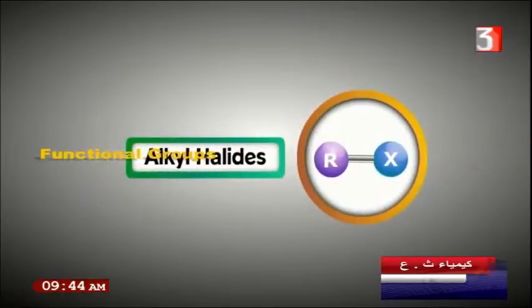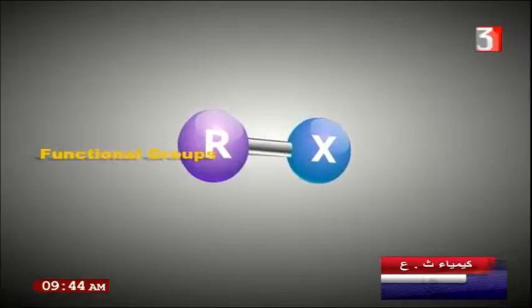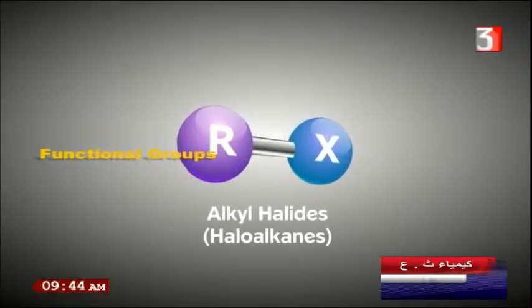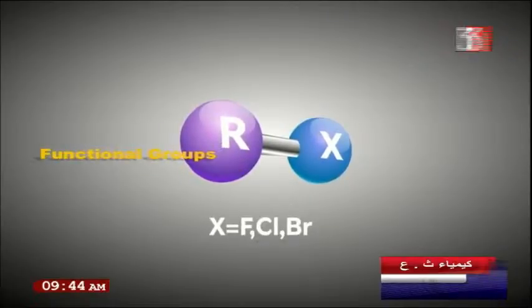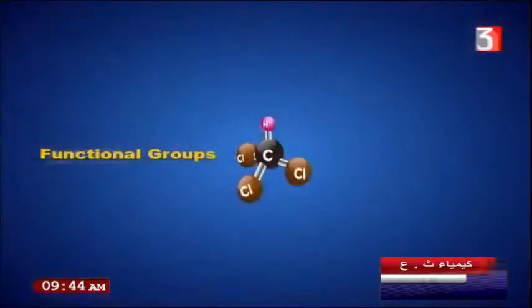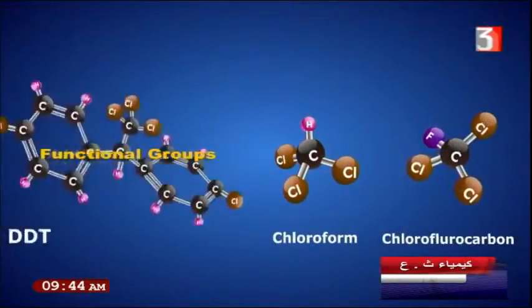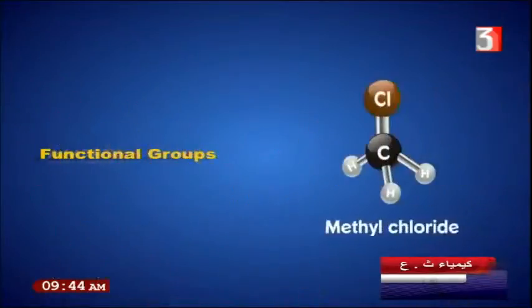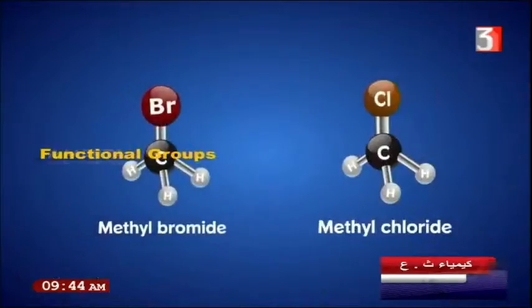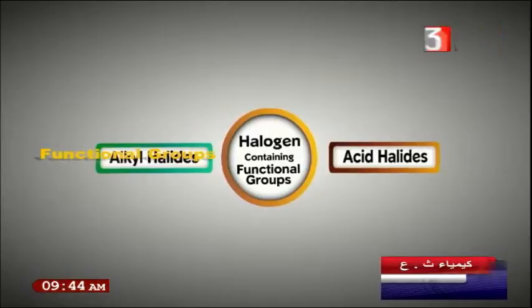Now you have alkyl halide as R bond X. Do you think what this means? Alkyl halide as halothane. When I say X, maybe fluorine, chlorine, bromine, iodine. When it is connected, as you see, it will be chloroform, chlorofluorocarbon, DDT. All of this connection is according to halide. Methyl bromide, as you see, all of them go back to alkyl halide.